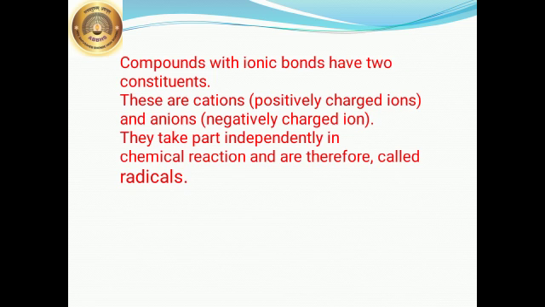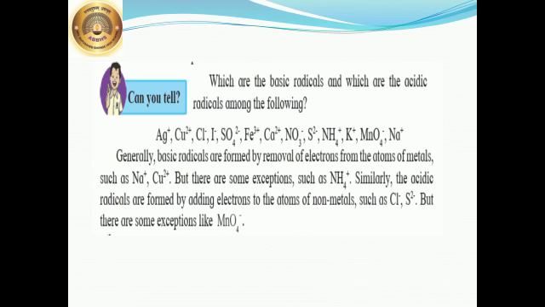Compounds with ionic bonds have two constituents. These are the cations, that is the positively charged ions, and the anions, the negatively charged ions. They take part independently in the chemical reaction and therefore they are called radicals. Now here the radicals are basic and the radicals are acidic.